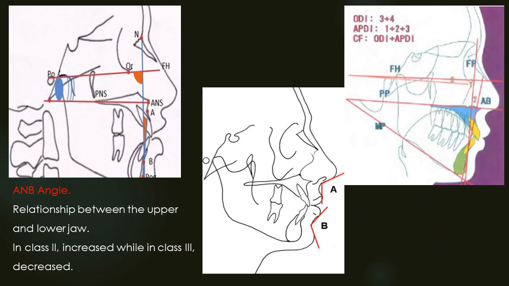The skeletal anterior-posterior relationship angles: the maxillary anterior-posterior position will be evaluated in relation to the anterior cranial base, about 82 degrees for a normal maxilla. The mandibular anterior-posterior position, the position of the mandible, will be related to the SN, about 80 degrees for a normal mandible. The ANB angle, the relationship between the upper and lower jaw, will be increased in class 2, while in class 3 it will be decreased. An angle of 2 degrees indicates a normal relationship.